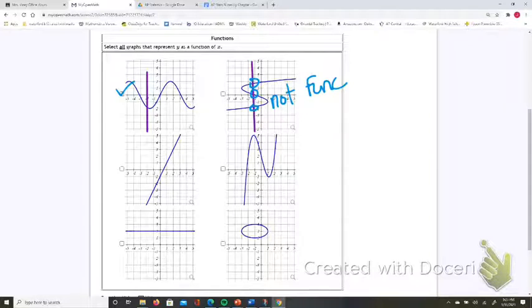Okay, now go down to the next one on the bottom left, or the middle left, I should say. Vertical line only touches it once, just right here, so it's good, it's a function. Now draw a line here.